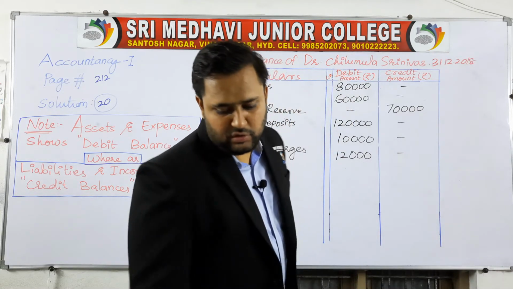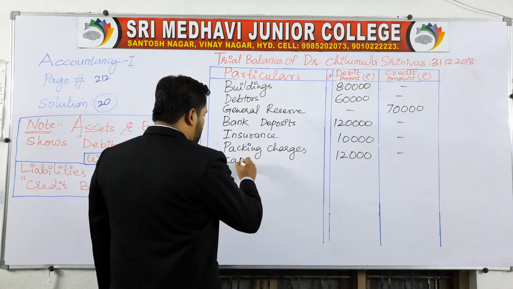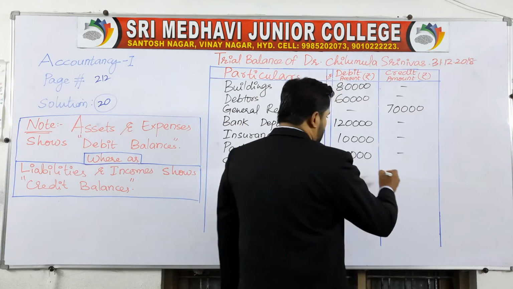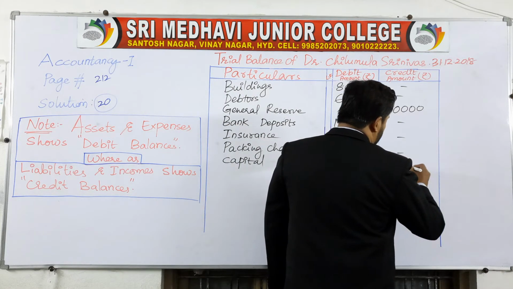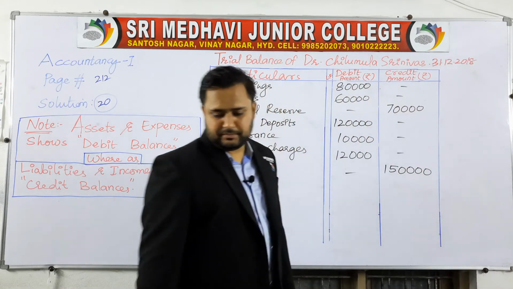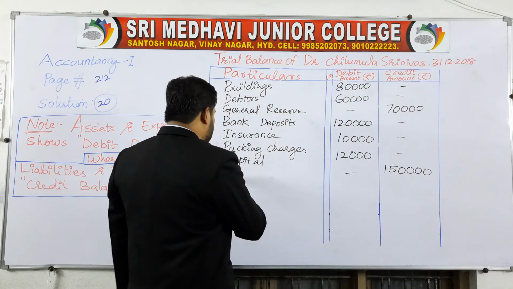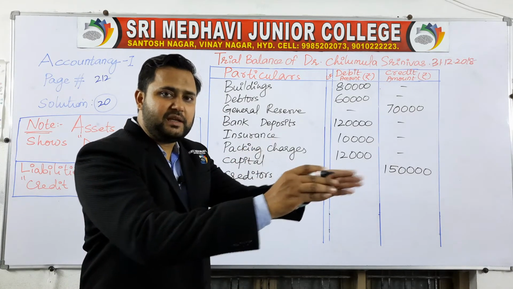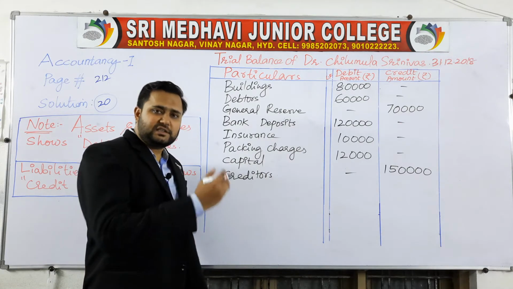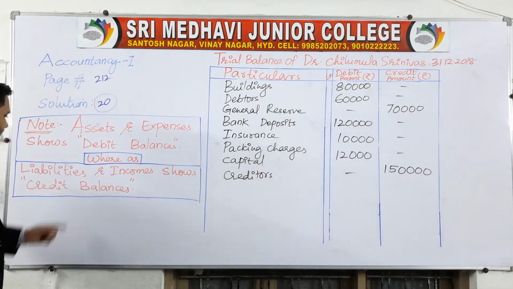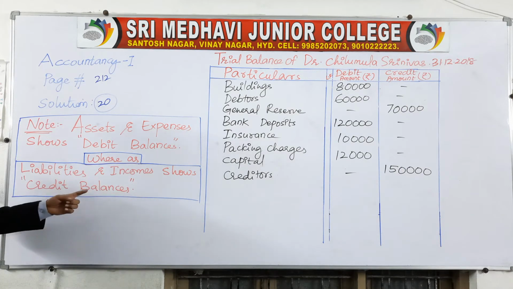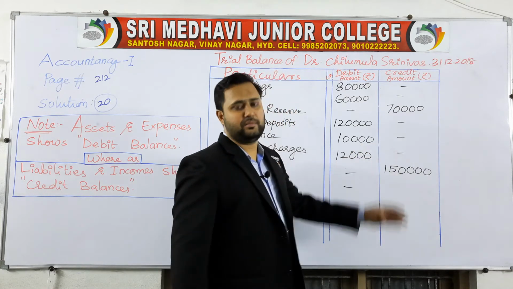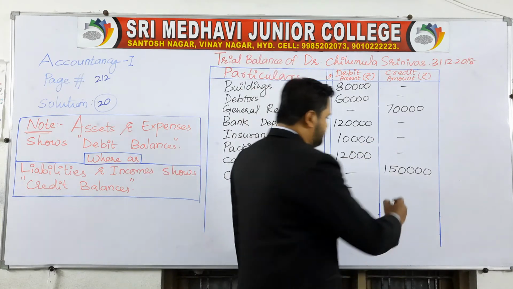Capital is a liability for you. So next is capital, 1,50,000. So 1,50,000 is capital. Creditors, to whom we have to pay. Creditors means those to whom we have to pay the amount. It's a liability for us, and as you are all aware, liabilities and income show credit balances, which means we have to write the creditors amount in which column? In the credit column. 50,000.